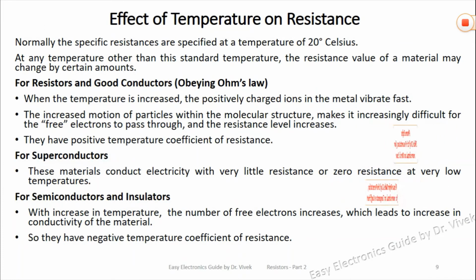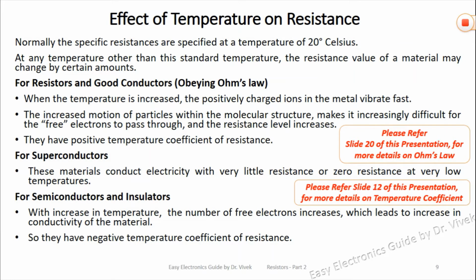The effective temperature is different in different types of materials based on their molecular structure. For resistors and good conductors, when temperature increases, the ions vibrate more rapidly. So the flow of electrons will become difficult and the resistance increases. That means they show positive temperature coefficient of resistance as R increases with increase in temperature.